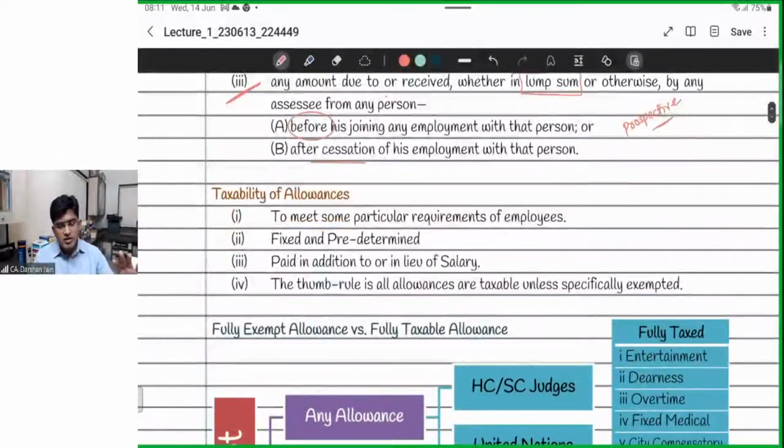So this is all about the meaning of salary. We'll take a short break and then we'll start with taxability of allowances. So let's take a short break of 5 minutes and come back again.